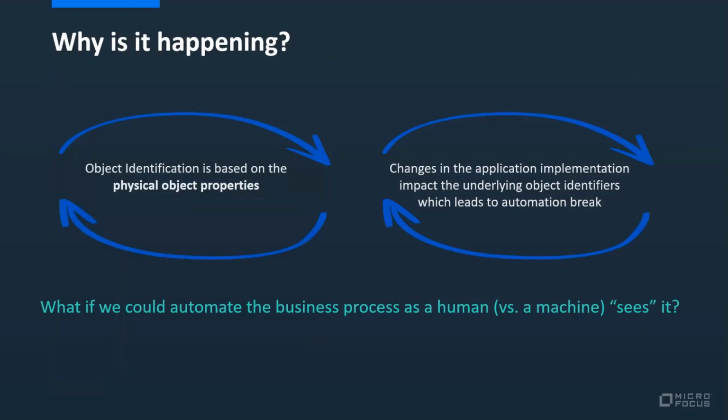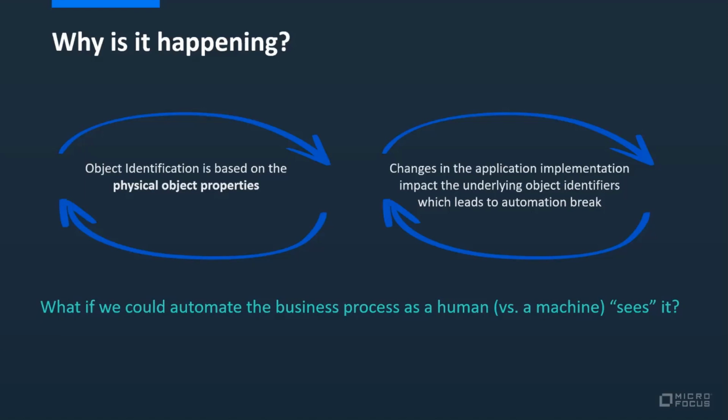And we are trying to be the magician of identifying those objects in a way that, first, will be unique. And second, once changes are introduced to the application, the way we identify the objects will be robust enough that it won't influence the entire automation. But unfortunately, as I said previously, many times those changes impact the underlying object identifiers, which eventually leads to automation break. And that was the thinking process for us.